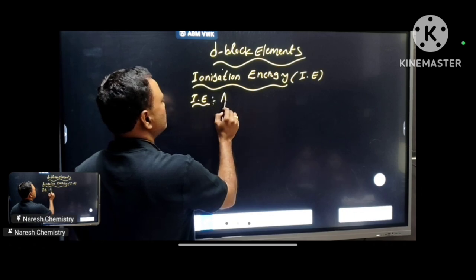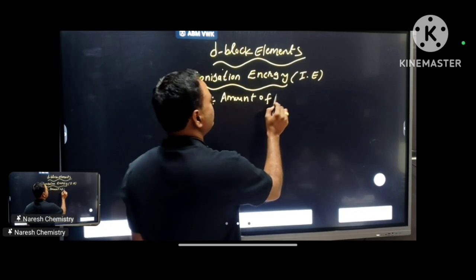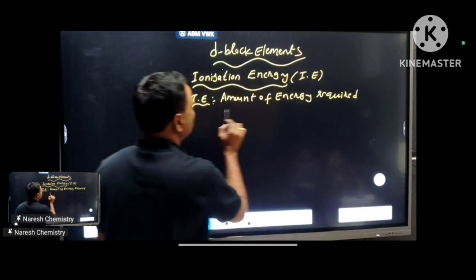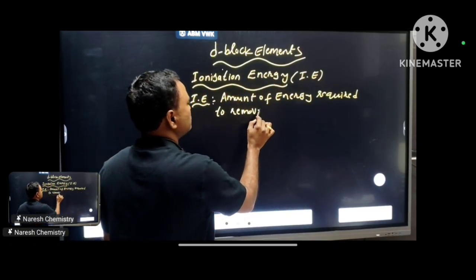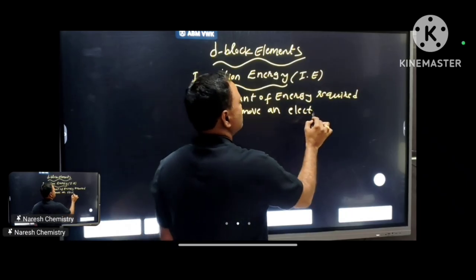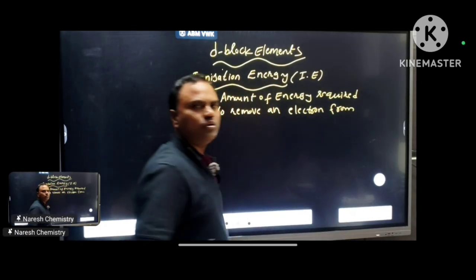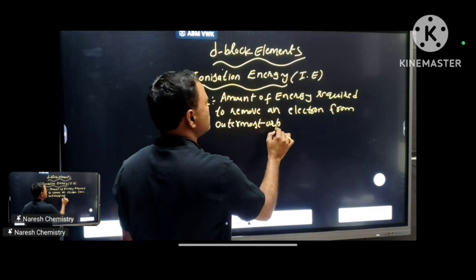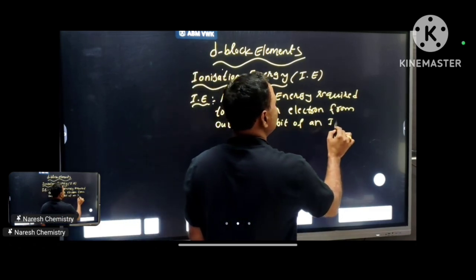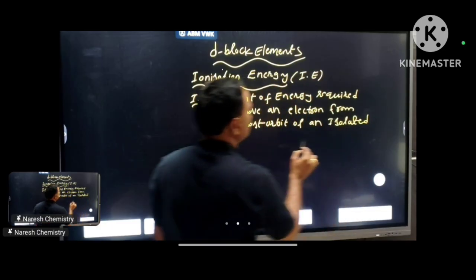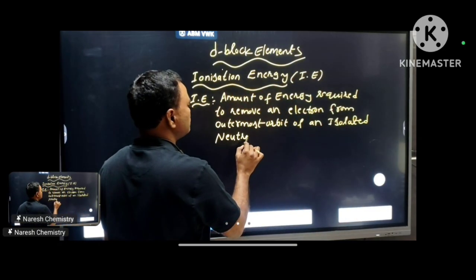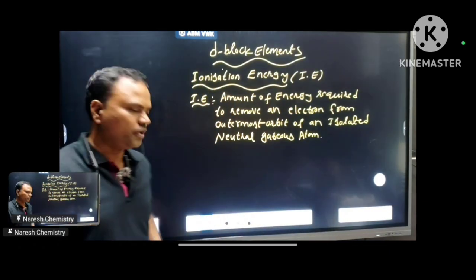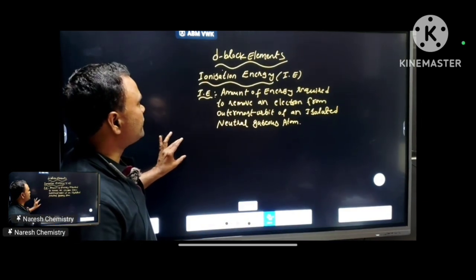Ionization energy definition: the amount of energy required to remove an electron from the outermost orbit of an isolated neutral gaseous atom is called ionization energy. Let us see the factors affecting ionization energy.